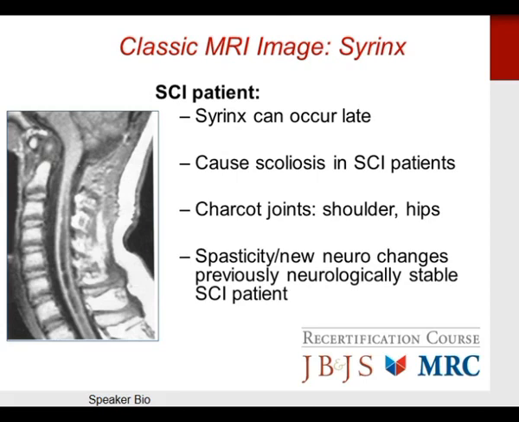Also think about obtaining an MRI in patients who have increased spasticity or neurologic changes who were previously neurologically stable in the spinal cord injury. They may be presenting with a syrinx in their spinal cord.